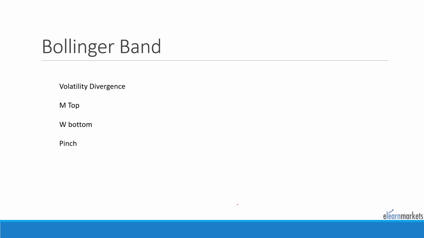So what does the Bollinger Band tell us? Bollinger Band basically tells us the volatility divergence. We are going to study, the first thing is the volatility divergence. What do I mean by volatility divergence? The price might be moving in a certain direction, but is my volatility supporting it, or is my volatility going in some other direction? That is the area where we are actually getting some specific signals.